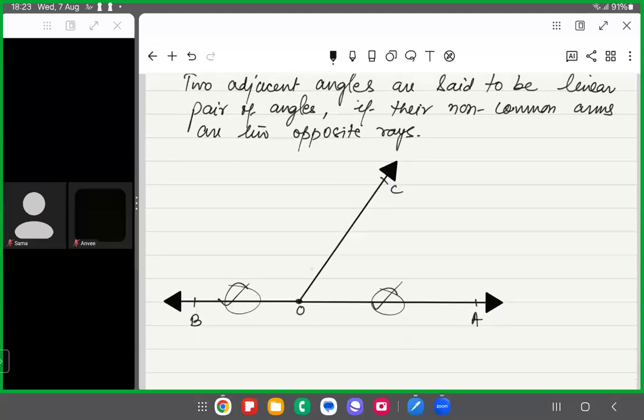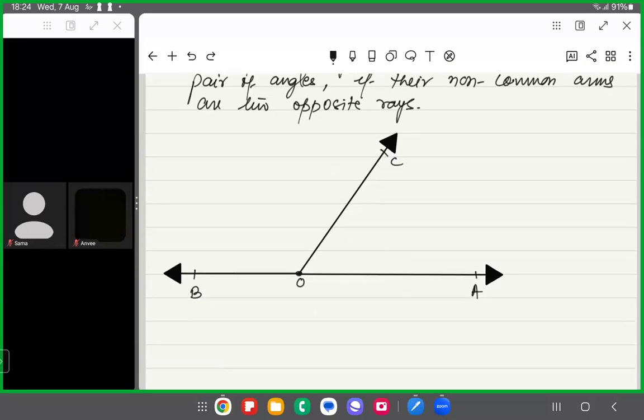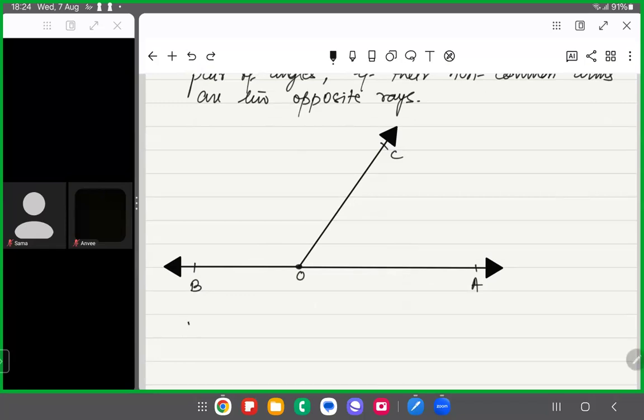And they're making a straight line. Okay. In that case, these adjacent pair of angles are also called linear pair of angles. Is that clear? They are called linear pair of angles. Okay. And so you can see here angle AOC and angle BOC, right?